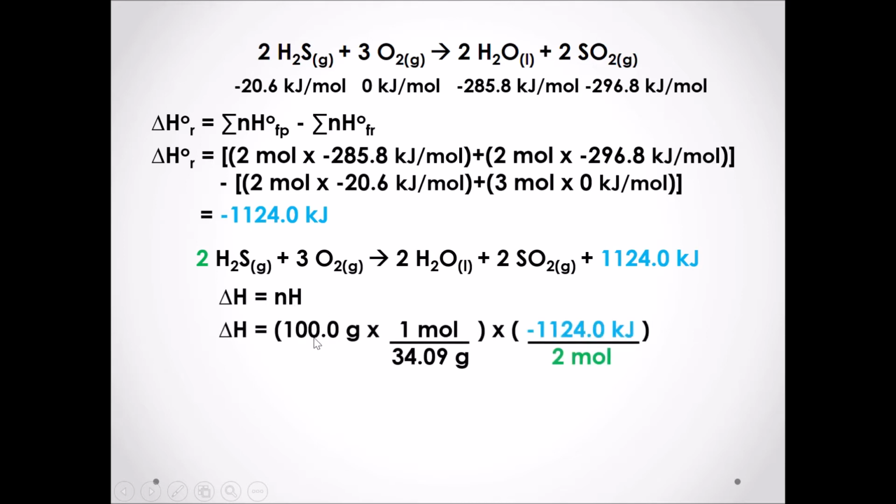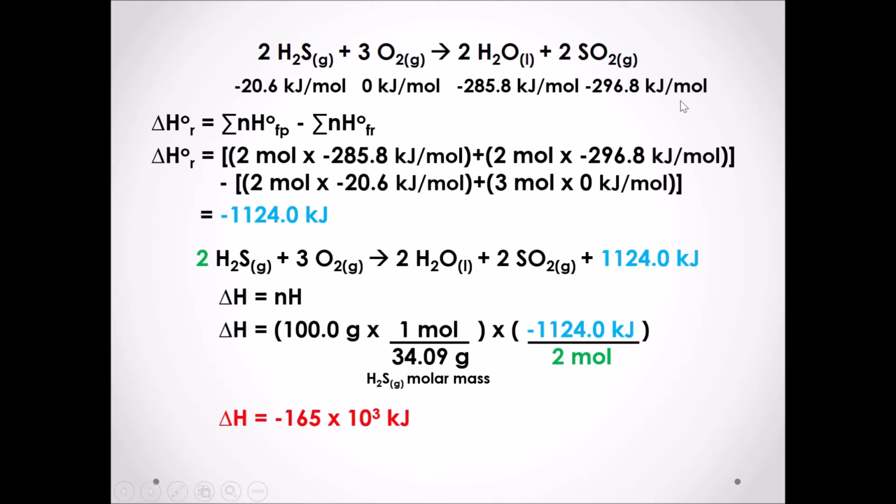We are starting with 100 grams of H2S. We are then going to divide it by the molar mass of H2S, which is 34.09 grams per mole. And we're going to multiply that by our H value, the molar enthalpy of combustion of H2S, which is the negative 1,124.0 kilojoules, which was in the chemical equation, divided by the 2 moles, the coefficient in front of H2S.